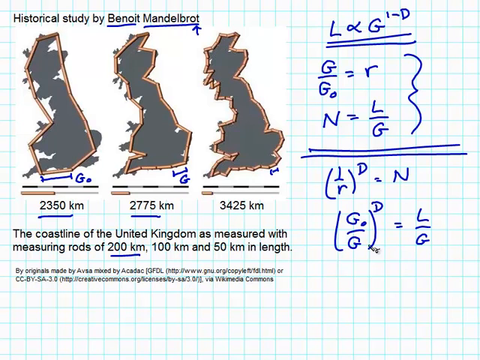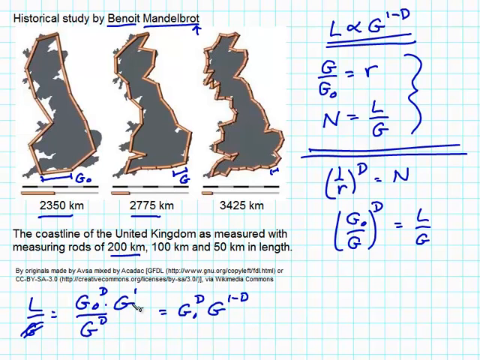Okay, so let's turn this around algebraically. Let's expand this, bring this g over here. So let's take L over g is equal to g naught to the d power divided by g to the d power. If I bring my g to this side, multiply both sides by g, notice that g to the first power divided by g to the d power, this would be g naught to the d, and this would be g to the 1 minus d.